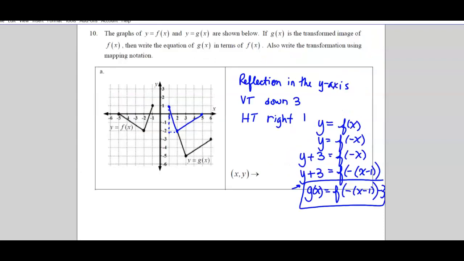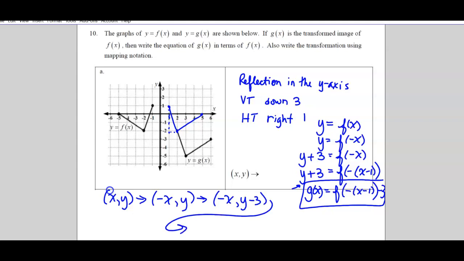Okay, so we'll go back and do that mapping notation for the last one. I'll just do it down here. So reflection in the y-axis changes the sign of x. Vertical translation down 3. Subtract 3 from y. And horizontal translation right 1. So you've already done the reflection, and then you have to go right 1.